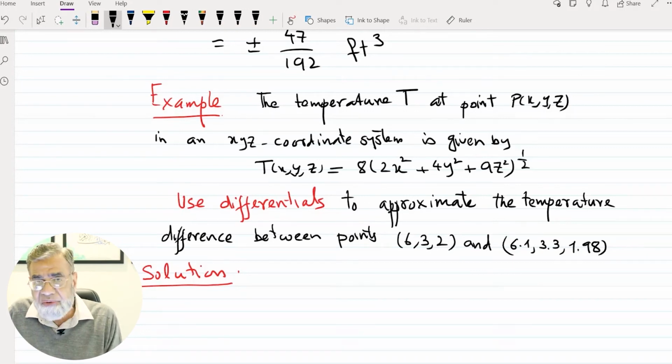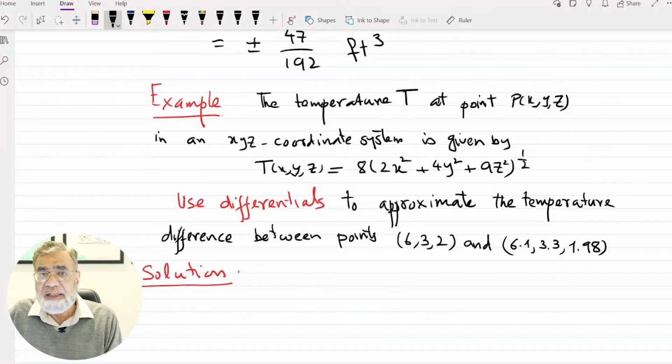Now what we want to do is use differentials. When we say use differentials, we mean we want to find the approximate values. Otherwise, we would find the exact value, the exact change, which means we use increments. When we say we use differentials, we mean we want to find dT, to approximate, and the word to stress is approximate, the temperature difference between two given points.